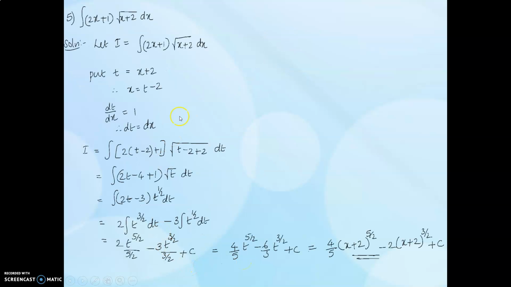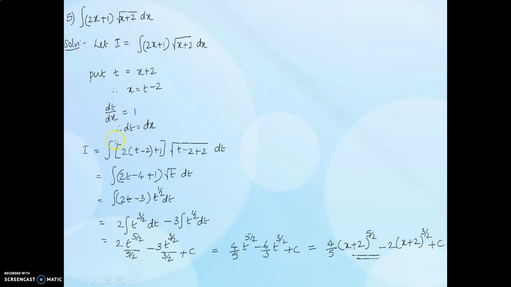Next question, integral (2x plus 1) into root of (x plus 2) dx. So here inside the root x plus 2 is there, so we are going to give substitution for that. So t is equal to x plus 2. Now from this one I can find the value of x. x is equal to t minus 2. This is for this term. If I am giving substitution for this inside root term, here it will become t, but here x is existing, so I have to change that x with the t. So x can be replaced with t minus 2 and differentiating, dt upon dx is equal to 1, therefore dt is equal to dx.